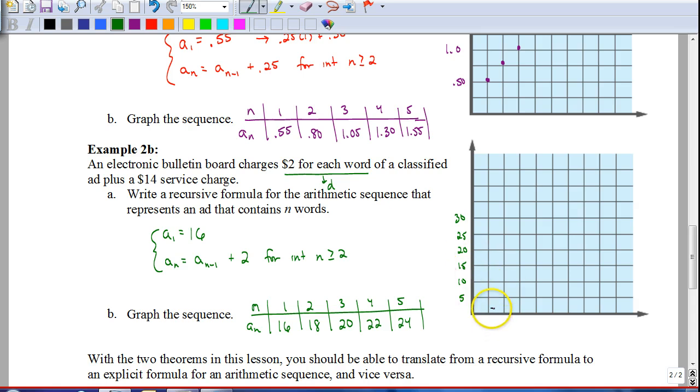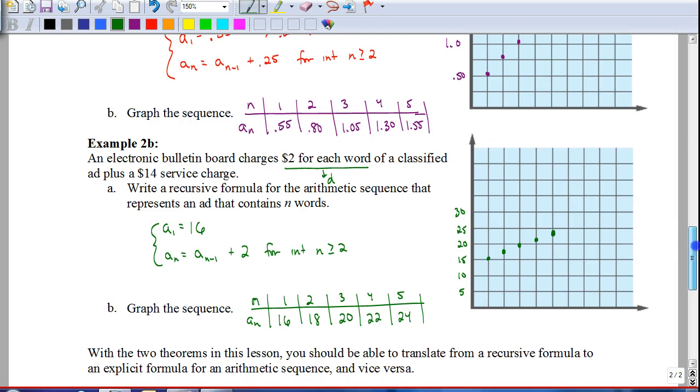So graphing the point 1 and 16 would be right here, 2 and 18, 3 and 20. I guess 18 would be down a little lower. Then 4 and 22, and 5 and 24. So your graph would look something like this. And again, we could graph more points here if we wanted to. They didn't specifically say how many to do, but usually at least 5 is a good number to start with unless they tell you otherwise.